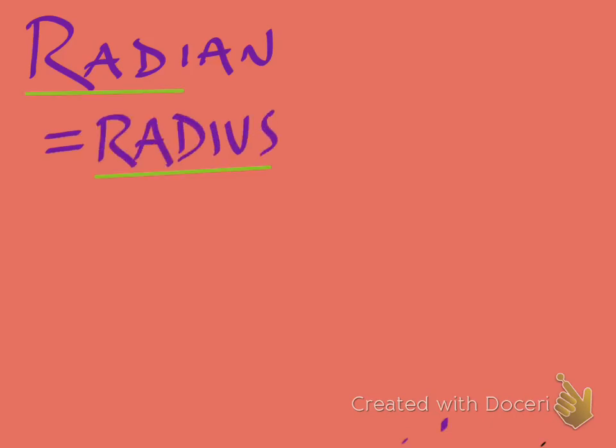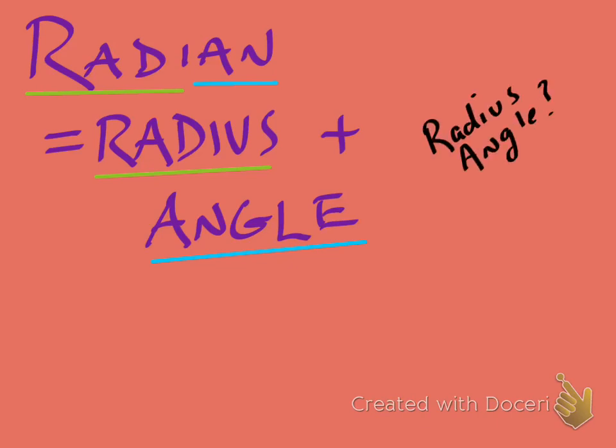Well, the word radian actually comes from two other words. It comes from the word radius, and it comes from the word angle. When you add those two words together, radius plus angle, you get radian. So a radian is kind of like a radius angle. Which is what exactly? What is a radius angle?